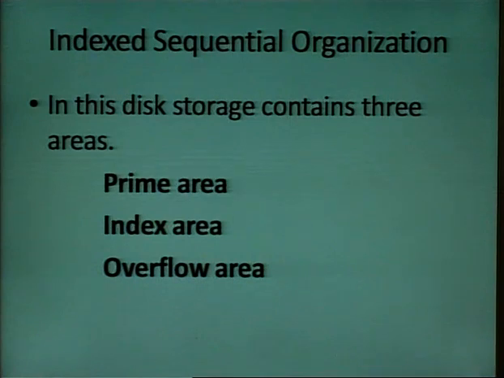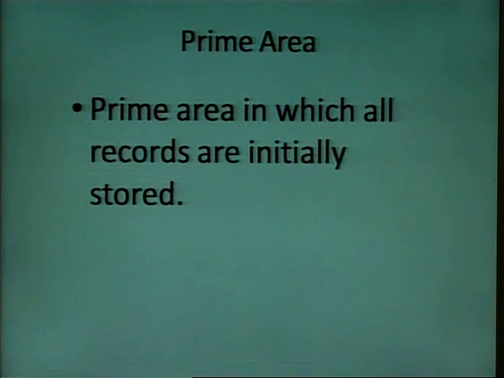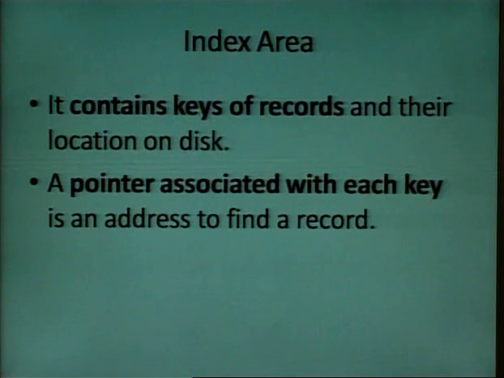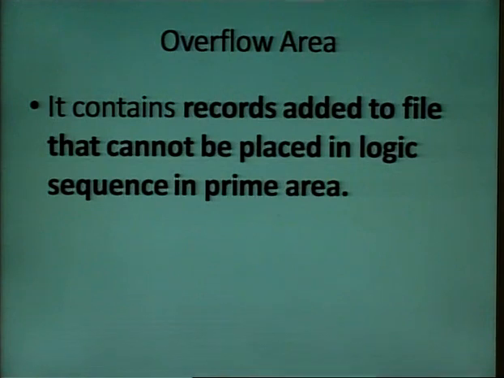In this, disk storage contains three areas: prime area, index area, and overflow area. The prime area is where all records are initially stored. The index area contains the keys of records and their location on disk. A pointer associated with each key is an address to find a record. The overflow area contains records added to the file that cannot be placed in logical sequence in the prime area.